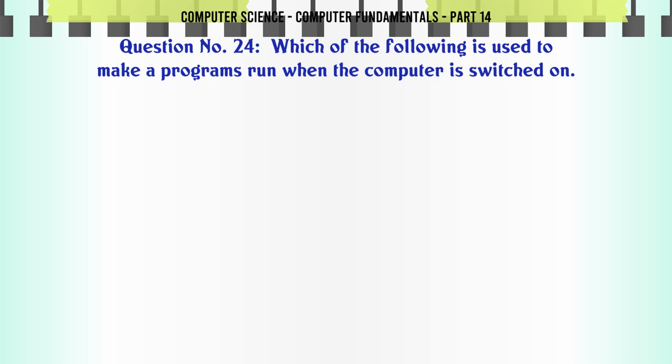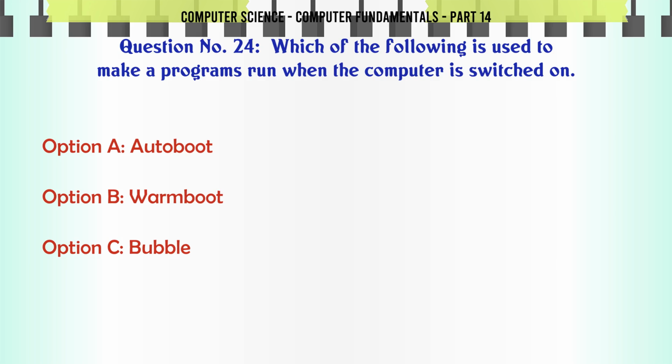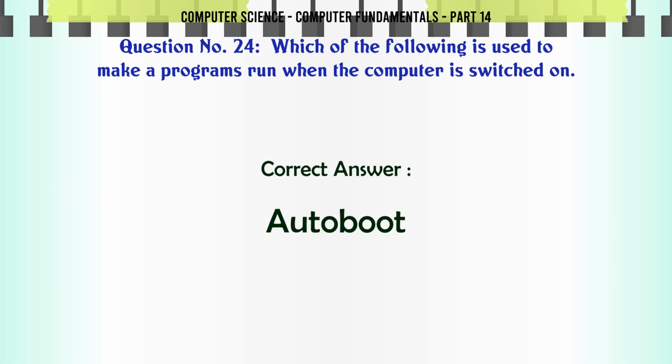Which of the following is used to make a program run when the computer is switched on? A. Autoboot, B. Wormboot, C. Bubble, D. Authentication. The correct answer is Autoboot.